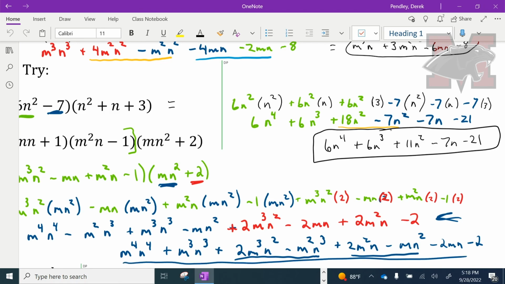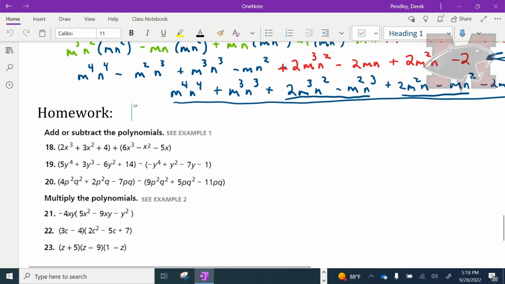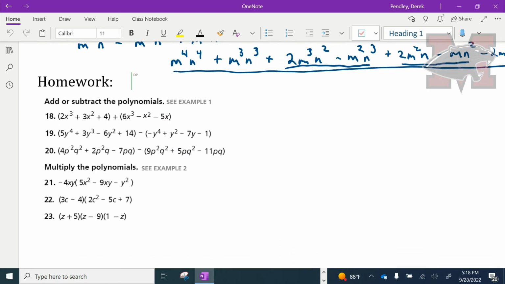All right, so what you have time now is to work on homework. You're going to do these. You're going to add or subtract polynomials, and you're going to multiply the polynomials. So that is your homework.